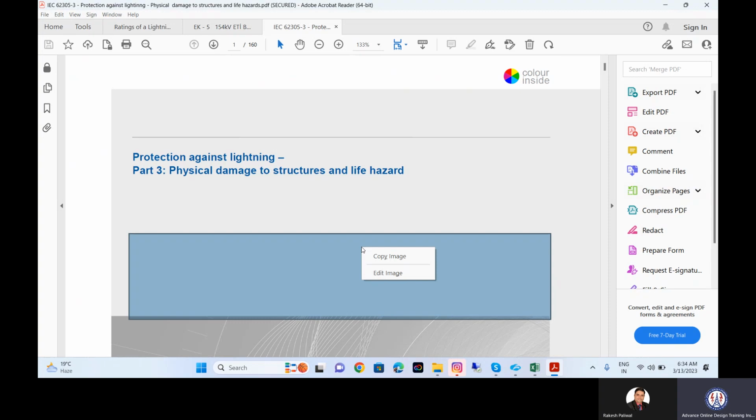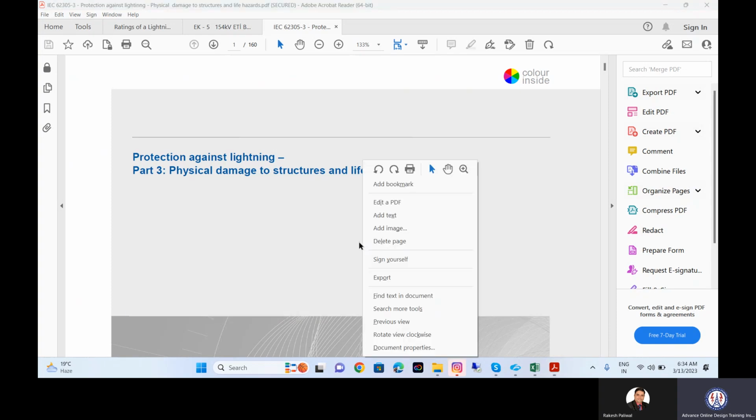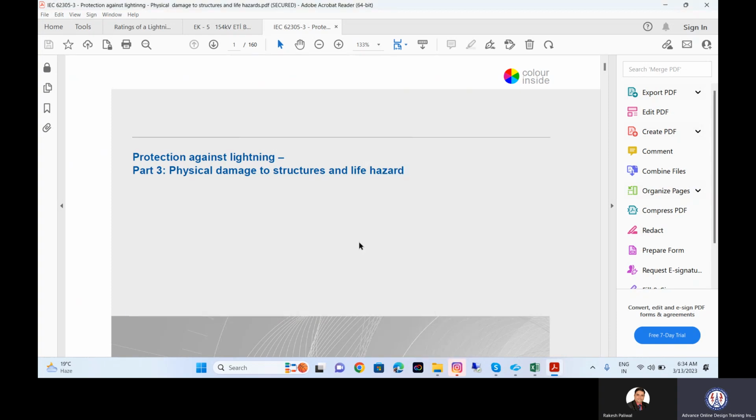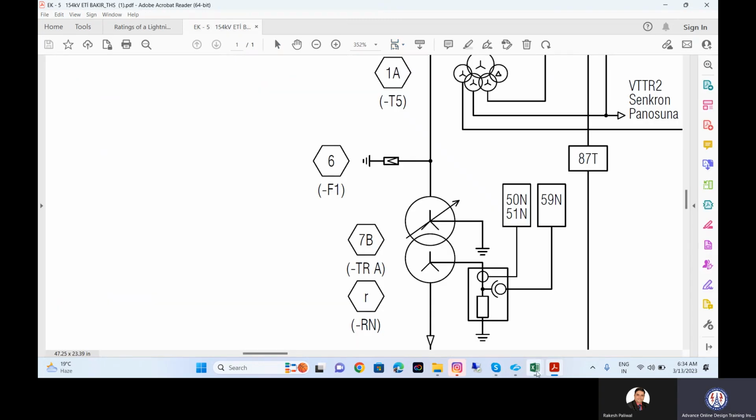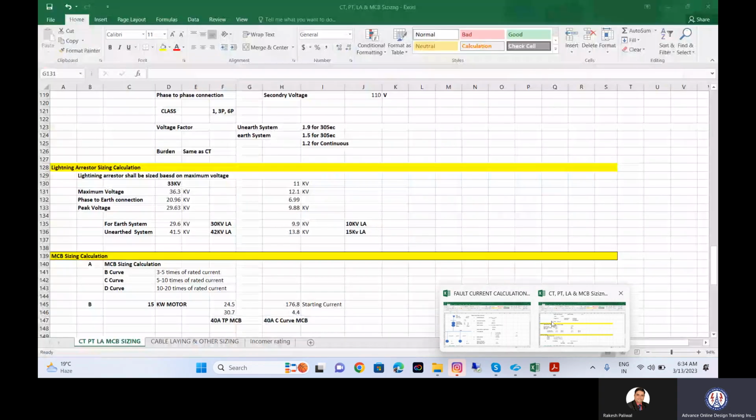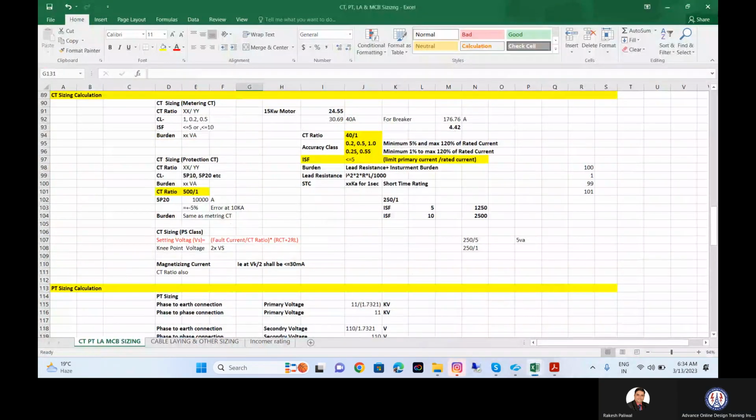So fault level means the current, we are dividing the voltage by the impedance, then we will get the value of the current. Correct. So I am just showing you one system.